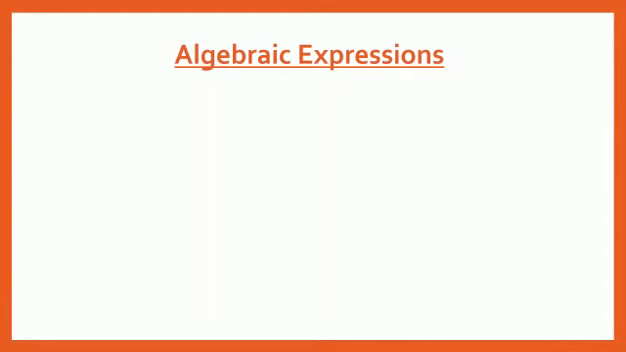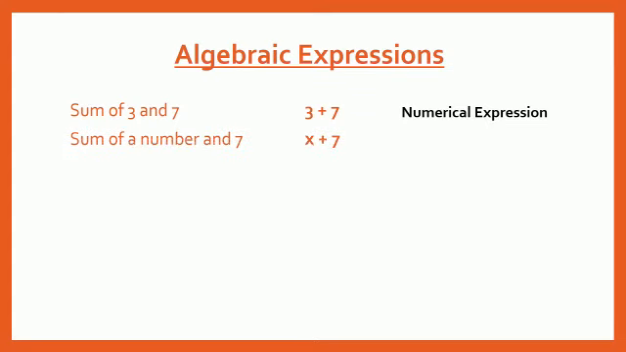Students, the sum of 3 and 7 is written as 3 plus 7. You can see this expression has only numbers, so it is a numerical expression. The sum of an unknown number and 7 can be written as x plus 7, where the unknown number is represented by x. This expression has a letter and a number, so it is an algebraic expression.